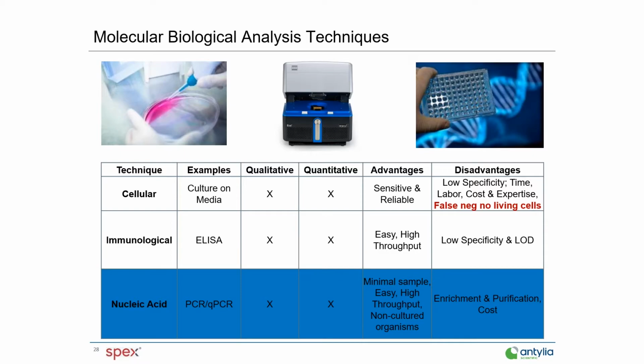Finally, you have your nucleic acid, the ones based on the RNA and the DNA, like your PCR and your qPCR. This you need a very small amount of sample, and you don't necessarily need live organisms to do your PCR. So there are some costs involved, enrichment, purification costs, but you are able to work with samples that do not have living cells. So you are able to get your results quantitatively from samples which have been processed that no longer have living cells.